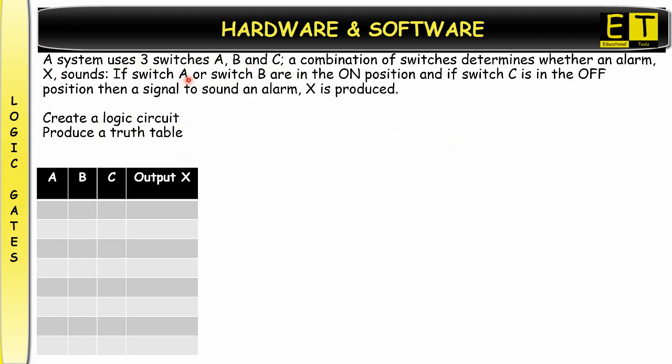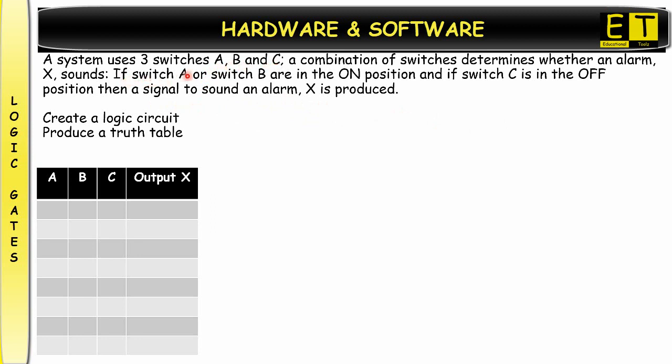If switch A or switch B are in the on position, and if switch C is in the off position, then a signal to sound an alarm X is produced. So just reading this statement, you can see that there's 3 inputs, which are A, B and C.